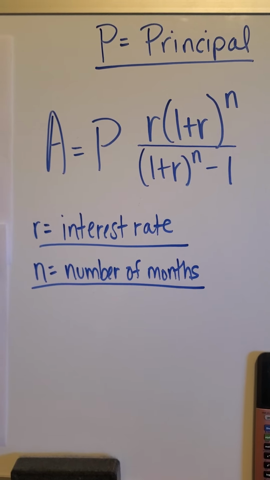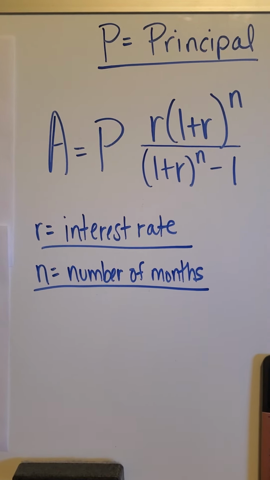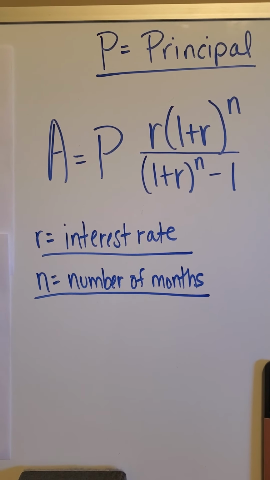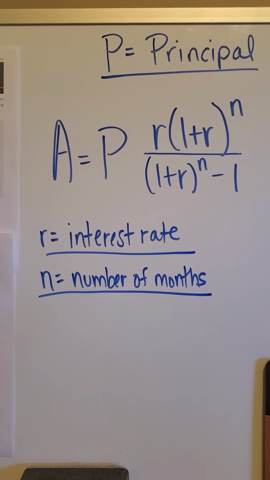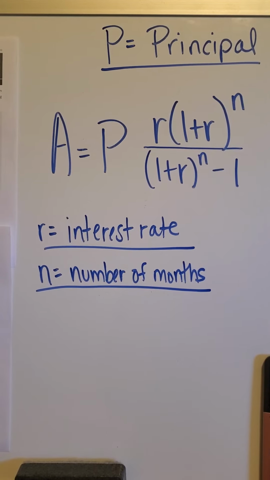P being your principal, however much your car is costing you. Let's say you're buying a $20,000 car and you're going to put $5,000 down. You would owe $15,000 on that car, okay? So that would be your principal, whatever you're financing, okay? R is your interest rate.